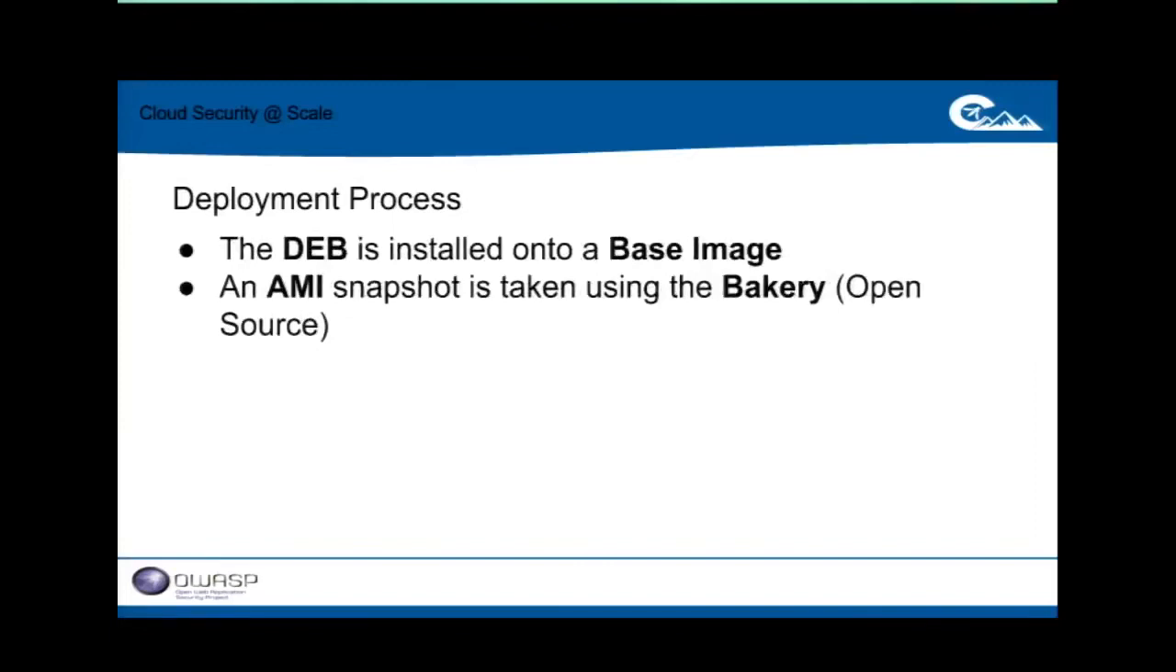installed onto a base operating system installation. So you've got a somewhat hardened version of Ubuntu. You install an application on it. You then have an operating system that has an application. You then take a snapshot of it and store it as an AMI, or an Amazon machine image in this case. We at Netflix use something called the Bakery to do all that. That is also open source. So really, this whole deployment process is accessible to anybody who's willing to use open source software.